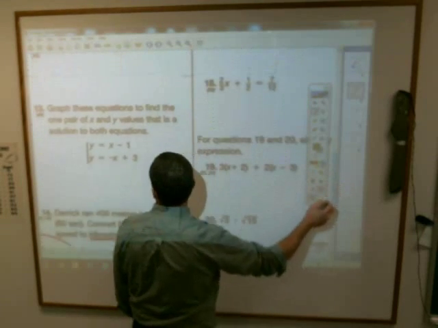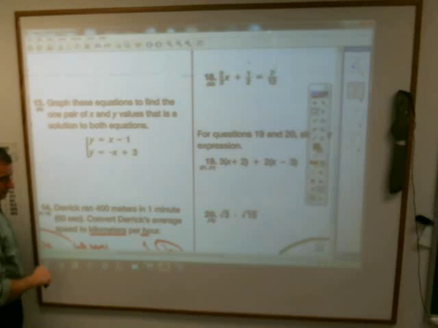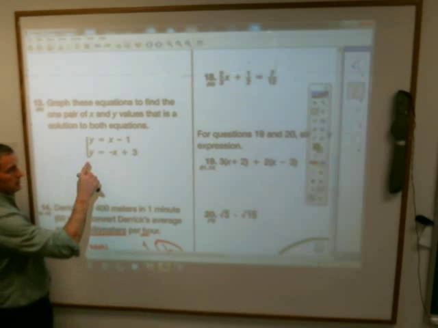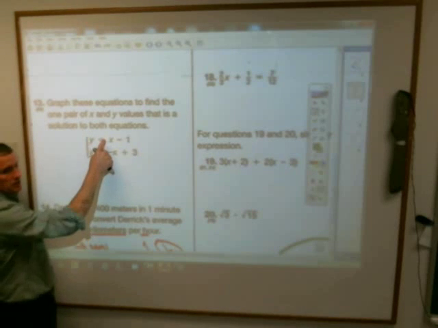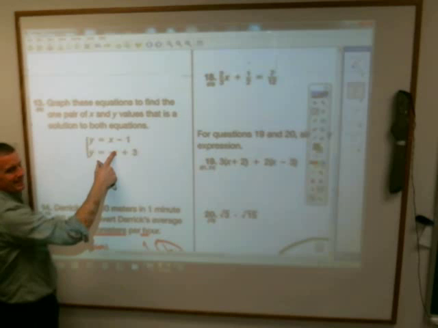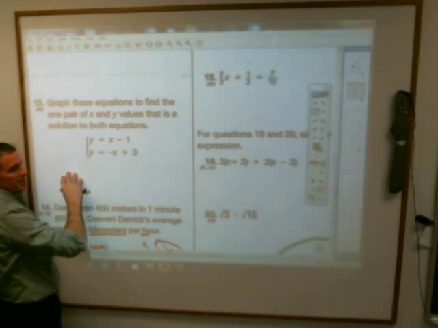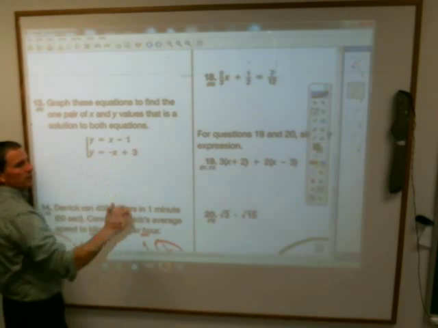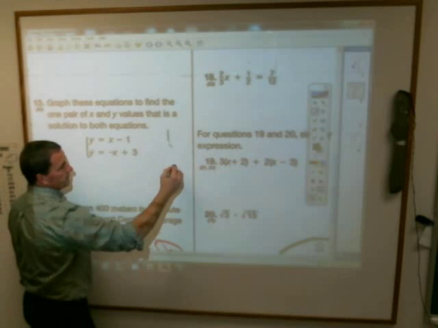Number 13, you definitely have to do it on graph paper. Secondly, what type of equations are these? These are in what form? They are not in standard form. Standard form has the x and the y on the same side. Solve for y is slope-intercept form.